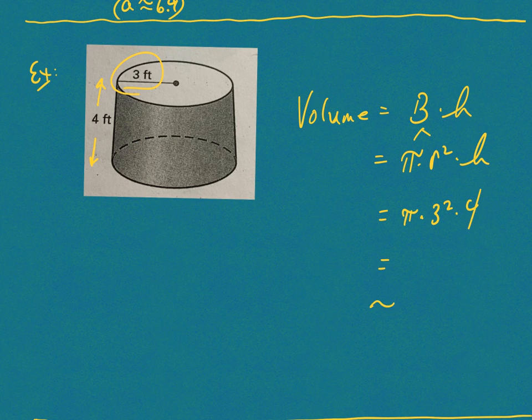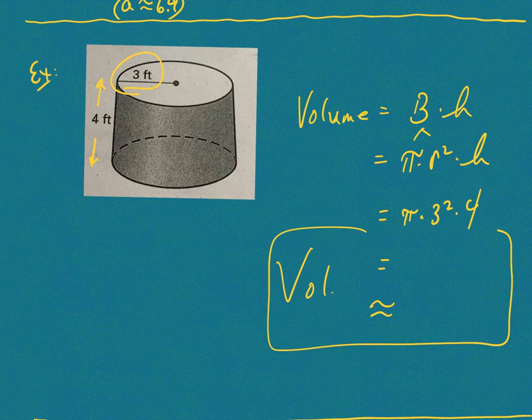And so I'll give you the exact value and the approximate value. 3 squared is 9, and 9 times 4 is 36 pi. Or if you'd rather have the approximate, meaning use your calculator, we get about 113.1 cubic feet. So cylinders are fairly easy to work with because there's only 2 values you need, the radius and the height.